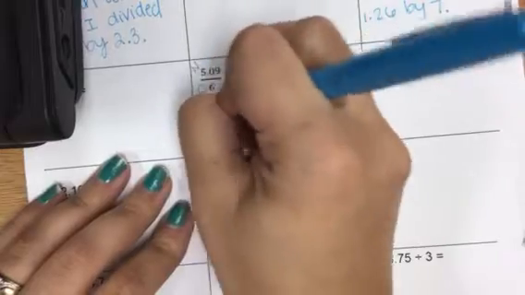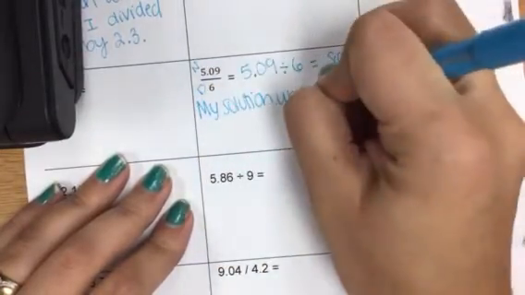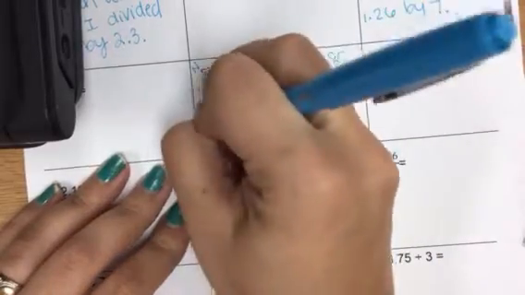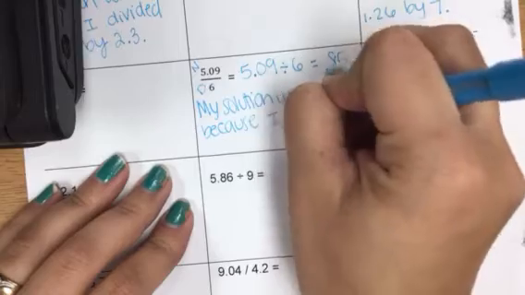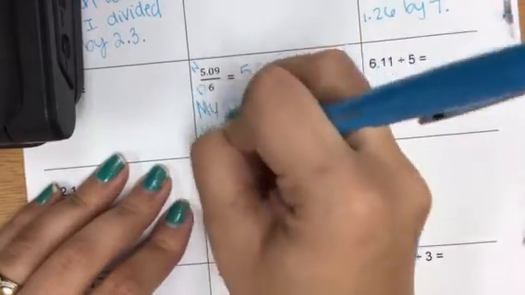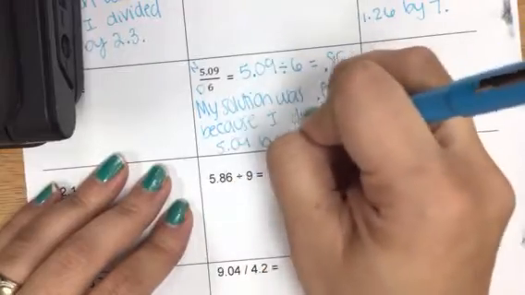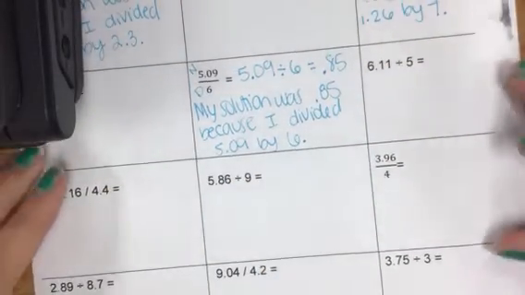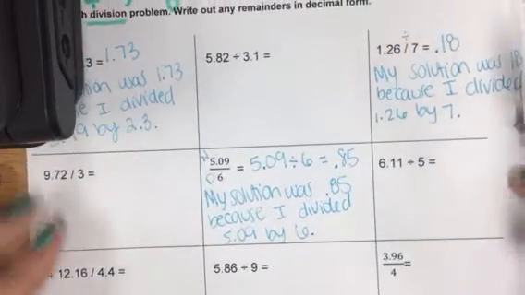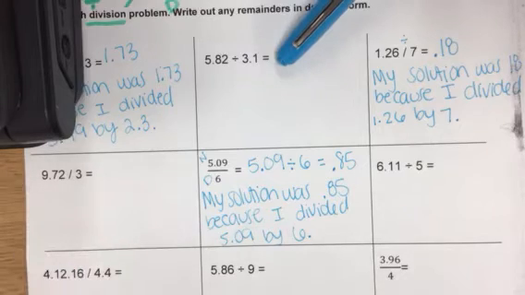And so now we're going to write down our sentence. My solution was 85/100ths because I divided 5 9/100ths by 6. All right, finalize that, and then we're going to be going back up, so now you can try them out on your own. So I want you to go ahead and try out this problem and see what your answer is.